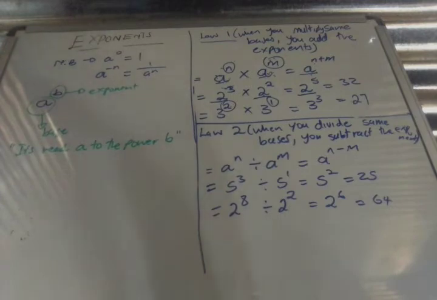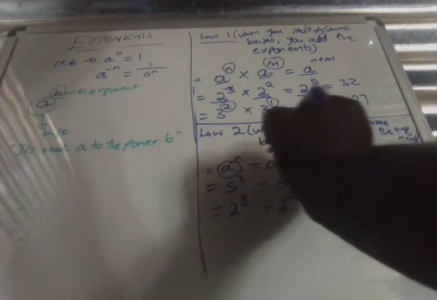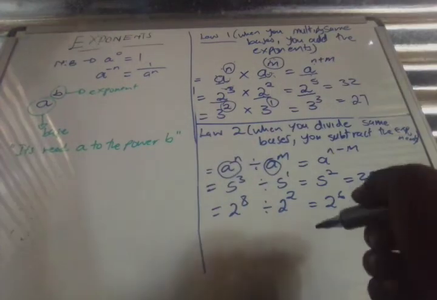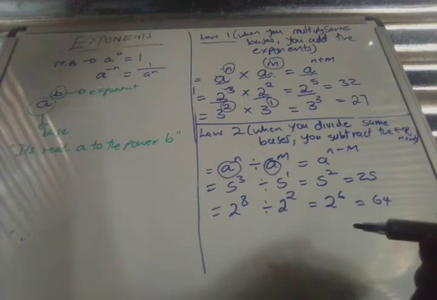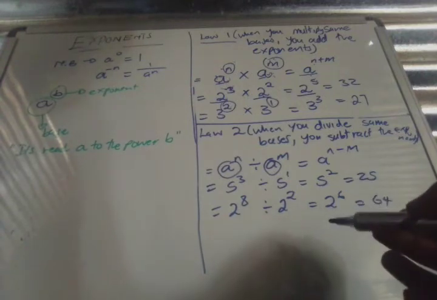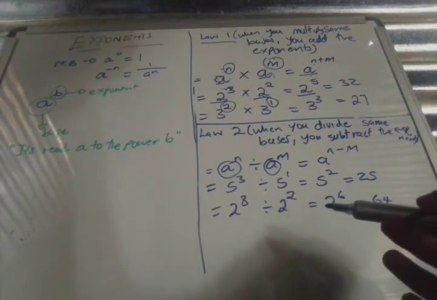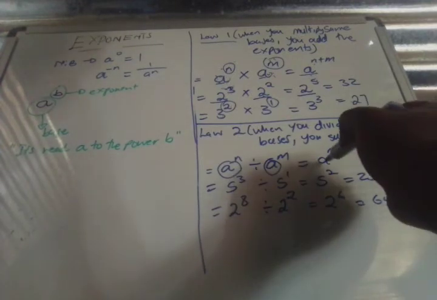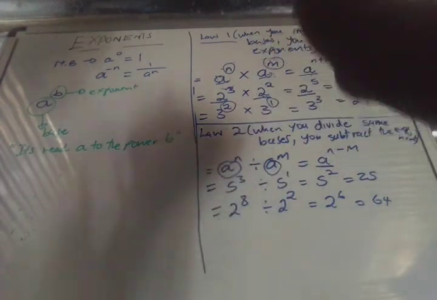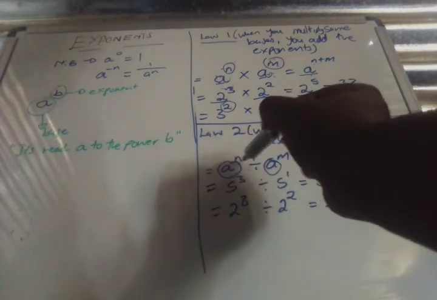The second law says that when you divide the same bases, you subtract the exponents. Let's look at the first example. We've got a to the power n divided by a to the power m. Again you can see that we have the same base, but in this case we're dividing. So the law says that we must subtract the exponents. You write the common base, which is a, and take the first exponent, n, minus the second one, m. So you'll say n minus m.